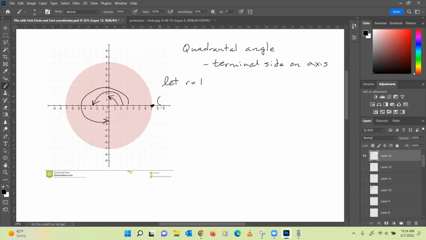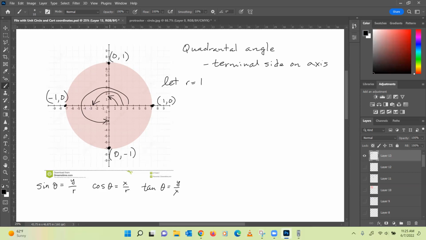So the value out here would be the point 1, 0. The value up here would be the point 0, 1. The value over here would be the point negative 1, 0. And the value down here would be the point 0, negative 1. So now we've got X values and Y values for each of those points. R we know is 1. If it's true, and I argue that it is, that sine of theta is Y over R, cosine of theta is X over R, and tangent of theta is Y over X, then we can find sine, cosine, and tangent for all of these angles.